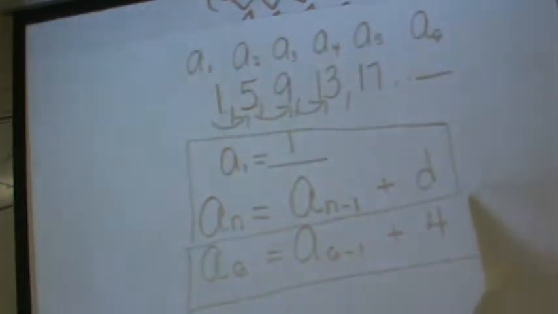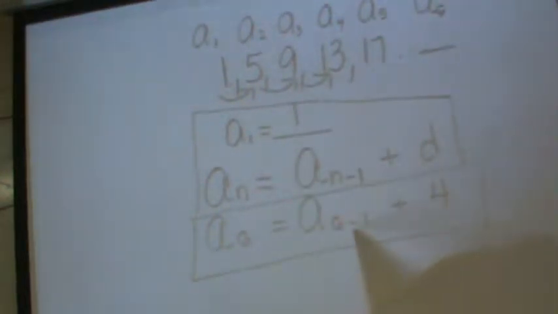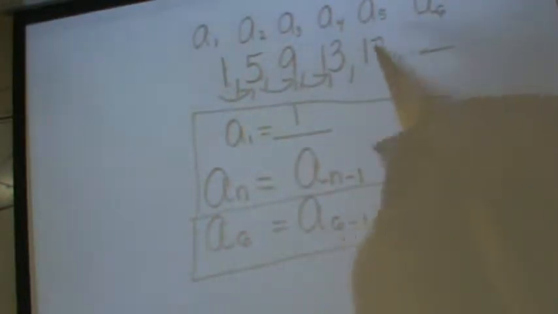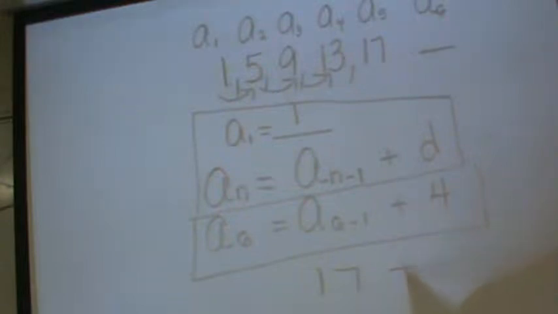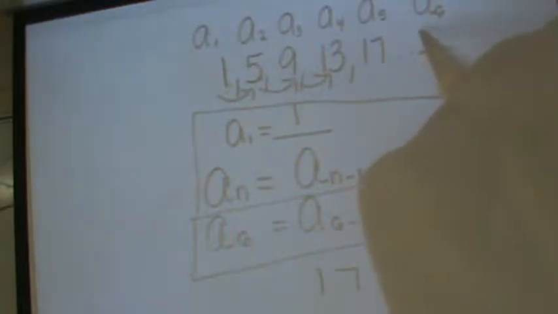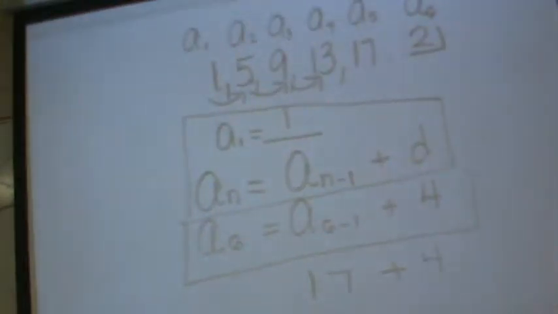And you're going to add the common difference. Well, what is the common difference? How are you going from 1 to 5 and 5 to 9 and 9 to... You're adding 4. So this is your recursive formula right here, which is you're going to take the previous term, which is 17, and you would add 4 to it. What would be the next term? 21.